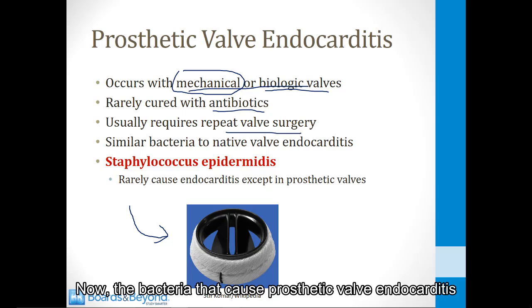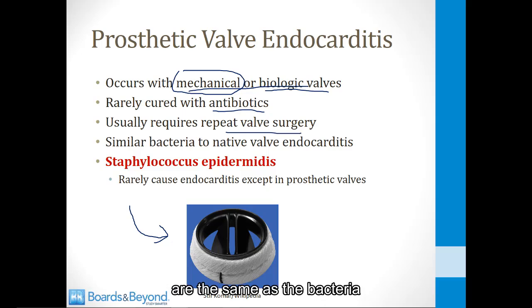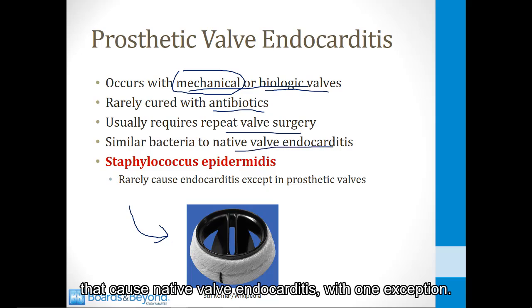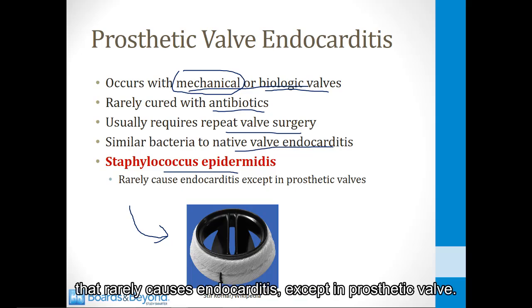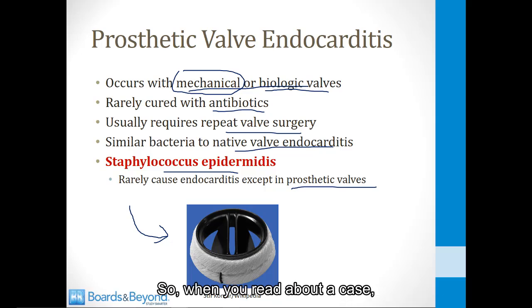Now, the bacteria that cause prosthetic valve endocarditis are the same as the bacteria that cause native valve endocarditis, with one exception. Staphylococcus epidermidis is a bacteria that rarely causes endocarditis except in prosthetic valves. So when you read about a case, maybe in a board exam question, of prosthetic valve endocarditis, this is the one special bacteria that you want to keep in mind.